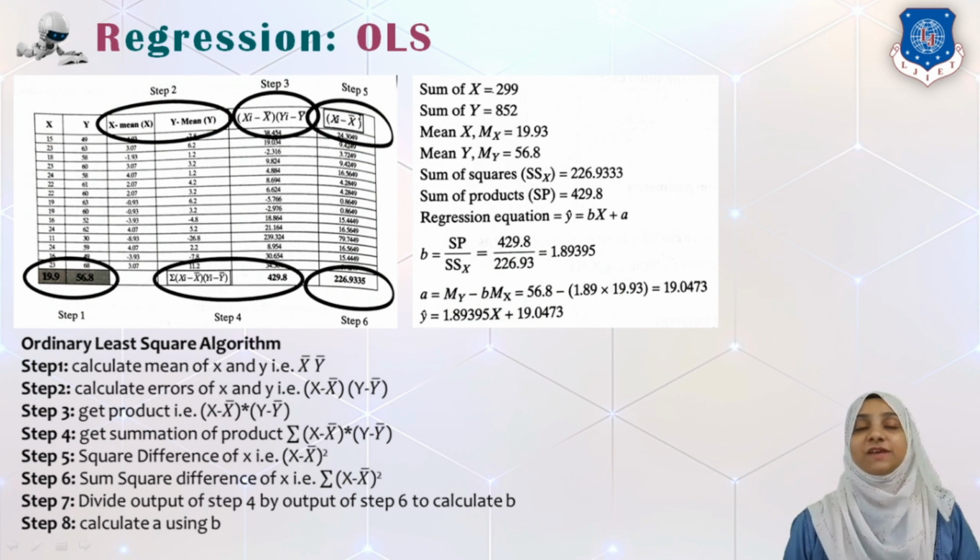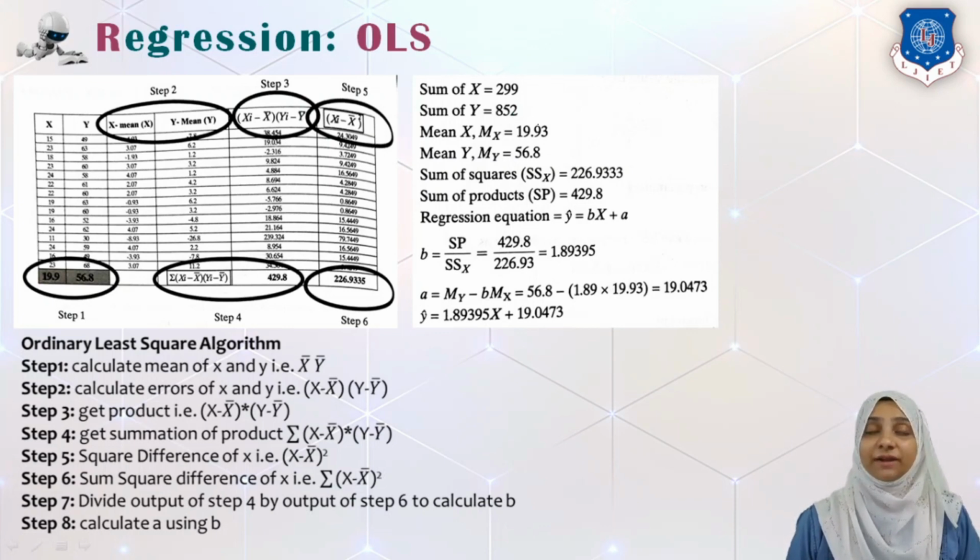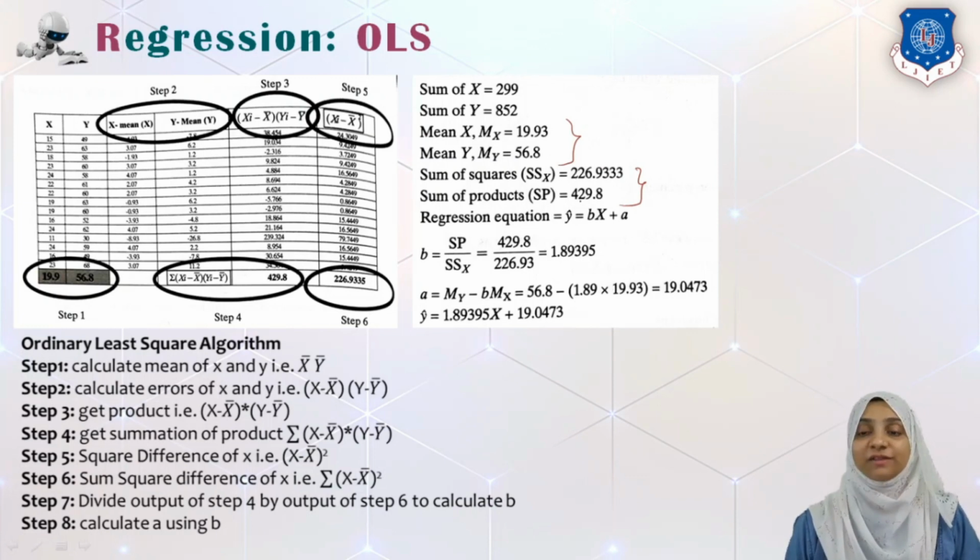So as you can see, the summation of all x values is 299, and the sum of y values is 852. Similarly, we have calculated the mean of x and y, that is mx and my respectively. The sum of squares comes out to be 226.93, and the sum of product is calculated as 429.8. So we will calculate b as SP divided by SS of x, and that turns out to be 1.89395.